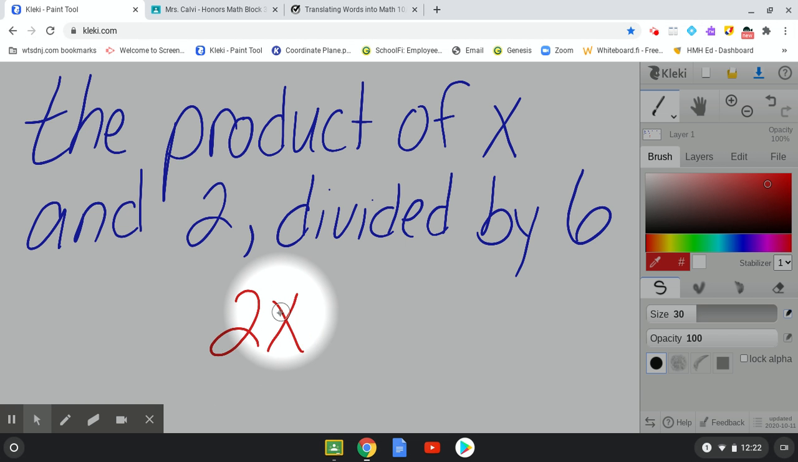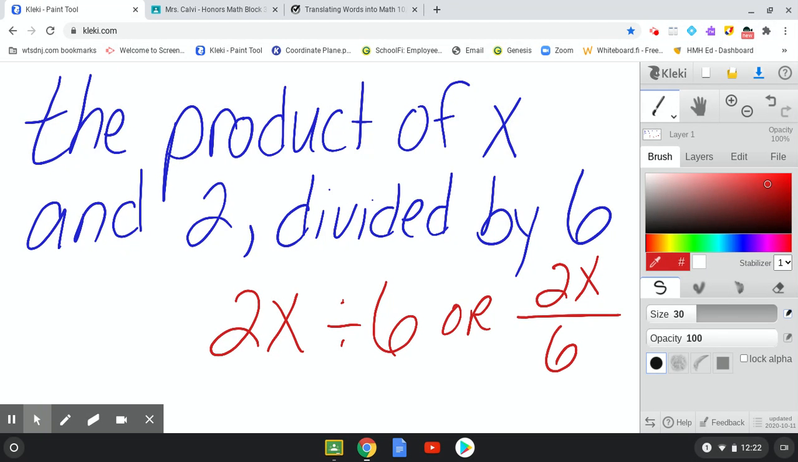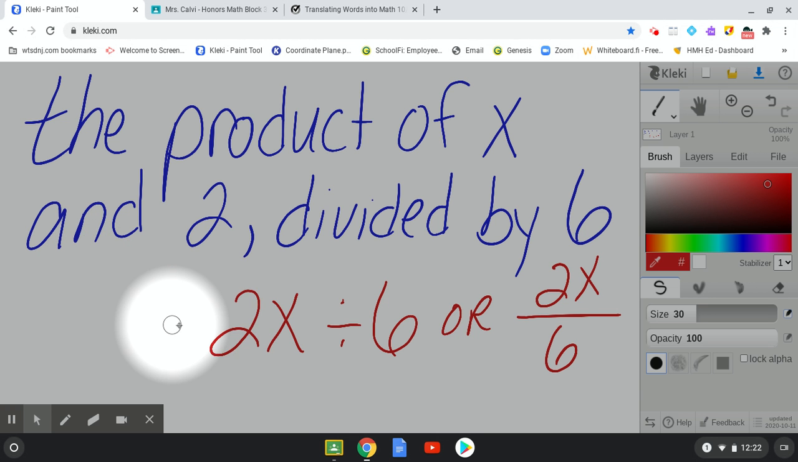I would not put x2. Always it would be the numeral first. So the product of x and 2, which means 2x, and then we are dividing that by 6. You can do this two different ways. You can use the division sign and 6, or what you're going to see more often is using the fraction bar for division. So you can write it this way, or 2x divided by 6. You just have to remember that your numeral comes before your variable here.